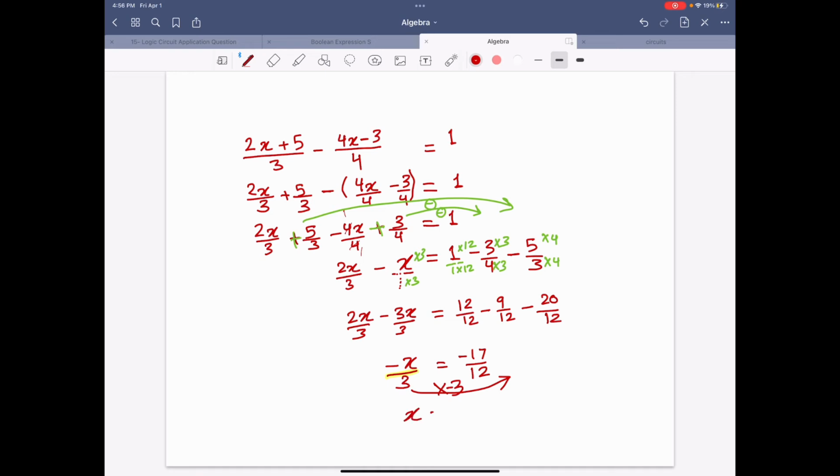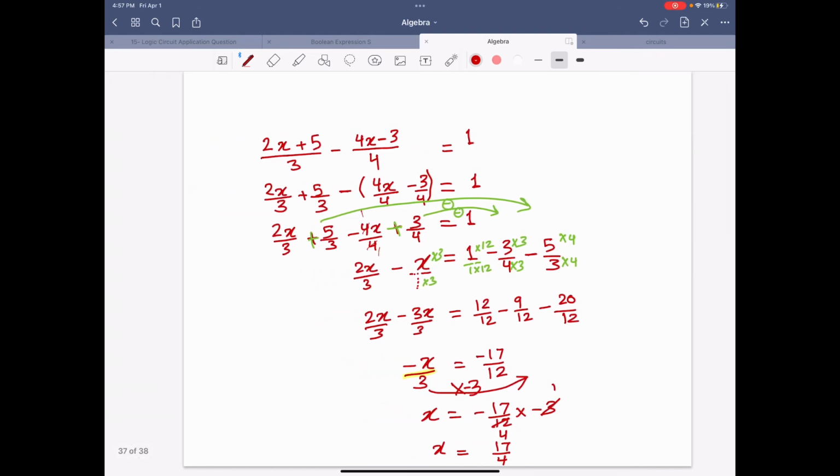So x equals negative 17 over 12 times negative 3. We simplify, divided by 3 gives us 1, divided by 3 gives us 4, and then you end up with x equals, not negative, sorry, big positive, because I had to multiply both negatives.